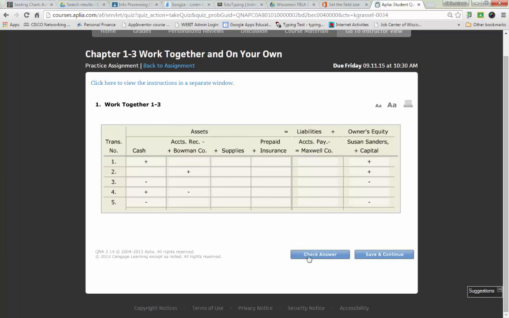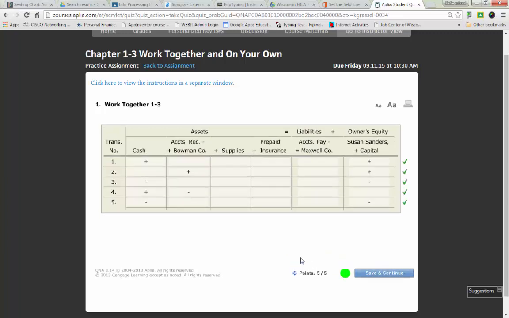So I'm hoping at this point you have a rock star 100% on that work together 1-3. Try it on your own, please.